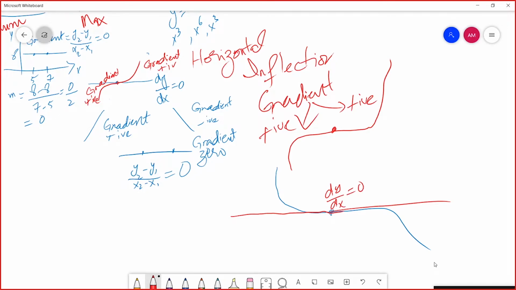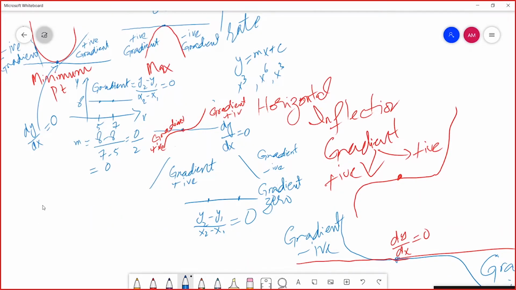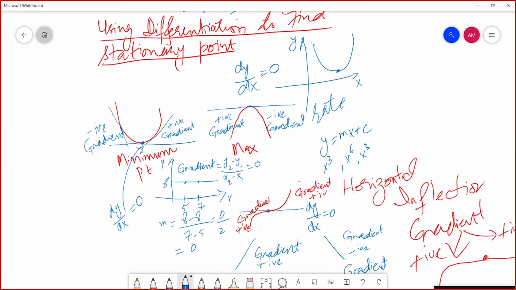What about a point before that? What would be the slope at this point? Gradient before this point is negative. Good. And what about here? Gradient is negative. This is something very interesting that we have found. If the gradient before and after the stationary point is changing, we would have these two cases: either a minima or a maxima. Here it is negative to positive, it's a minimum point. Positive to negative, it's a maximum point.